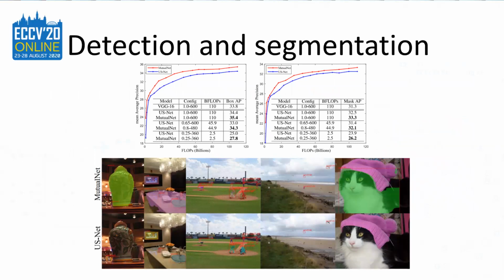We also show that MutualNet generalizes well to object detection and instance segmentation. MutualNet clearly outperforms US-Net and independently trained networks. The visual results show that MutualNet is robust to different scale objects.